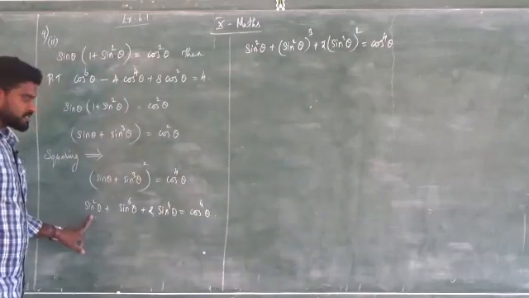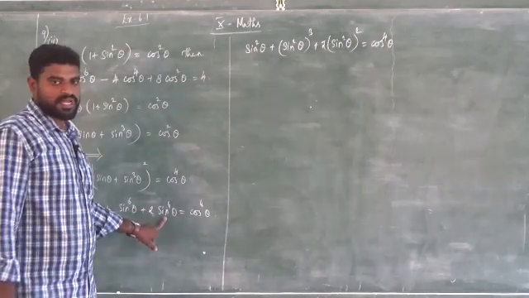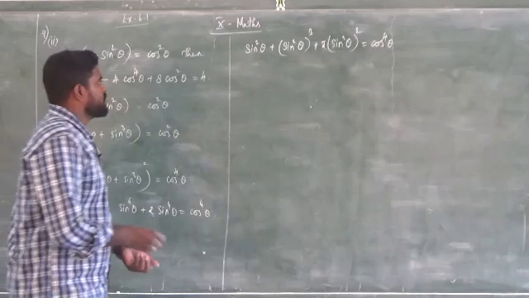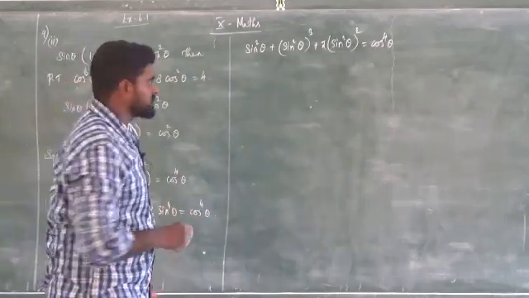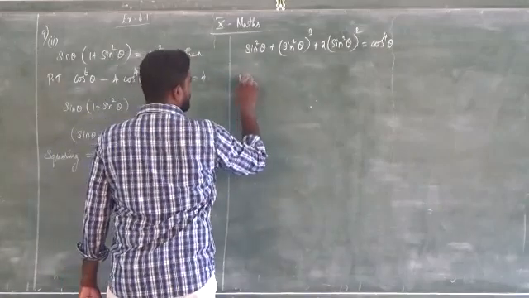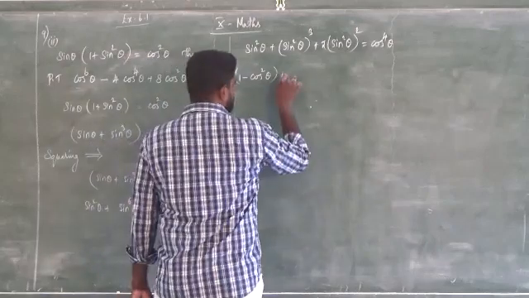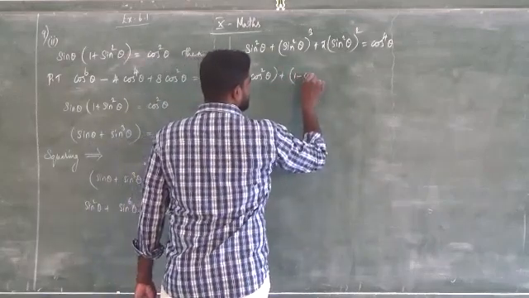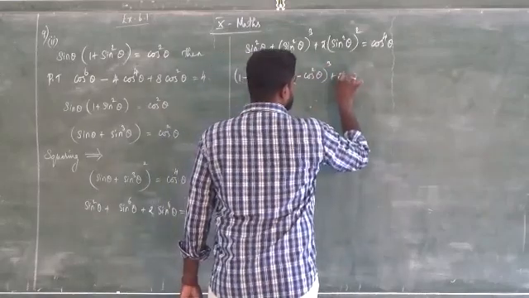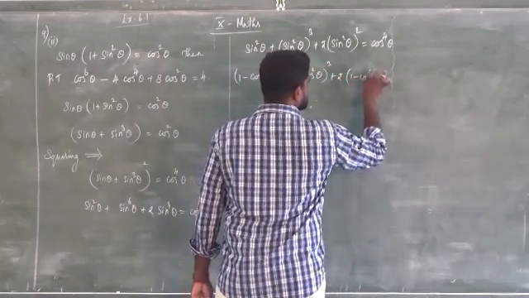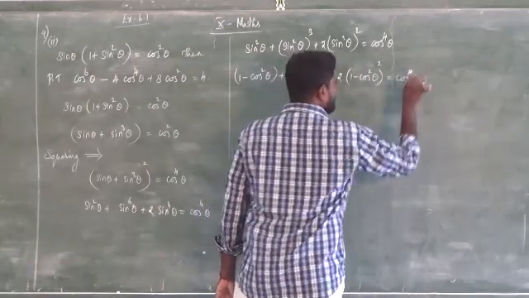Then only we can change that sin square into 1 minus cos square. So sin square as it is, sin power 6 can be sin square whole cube. Sin power 4 can be sin square whole square. So just substitute, instead of sin square, it is 1 minus cos square. So instead of sin square, I can write 1 minus cos square theta, then plus 1 minus cos square theta whole cube plus 2 into 1 minus cos square theta whole square is equal to cos power 4 theta.